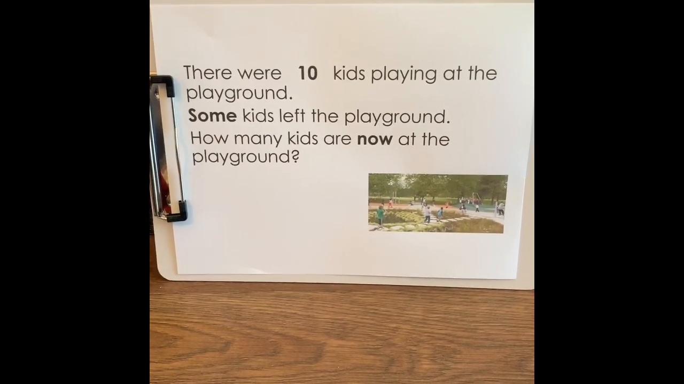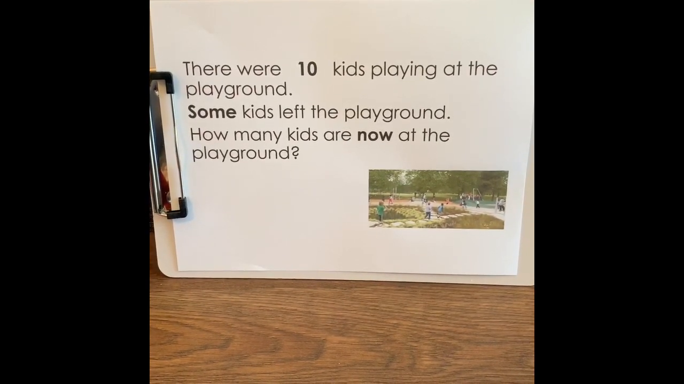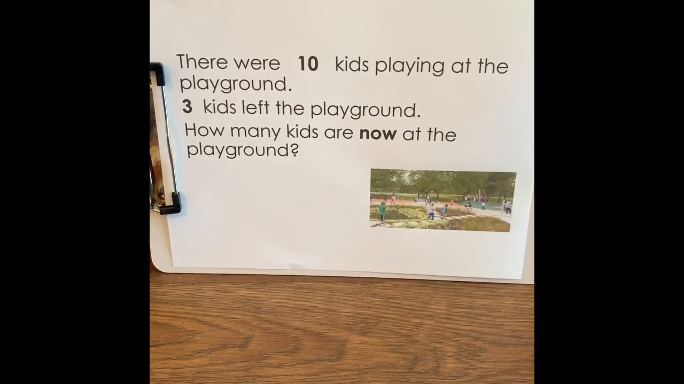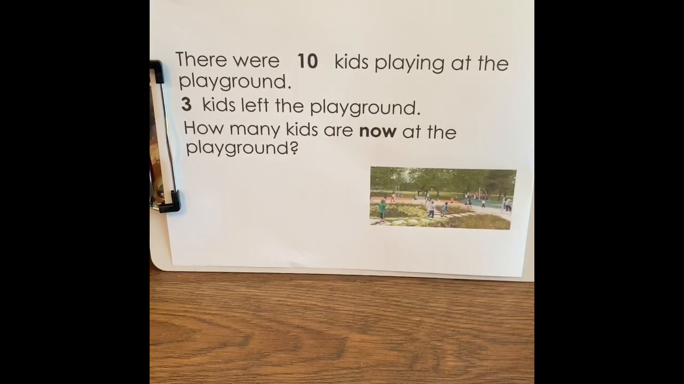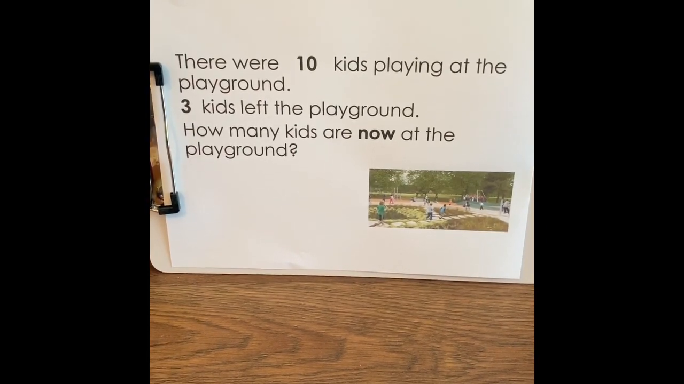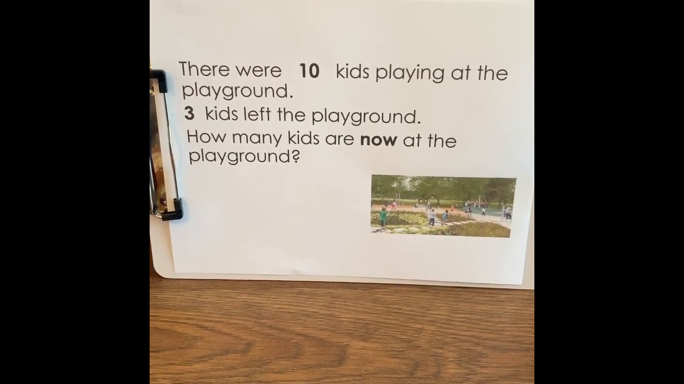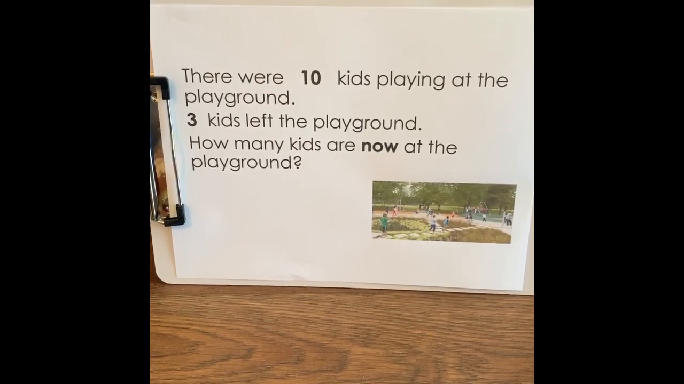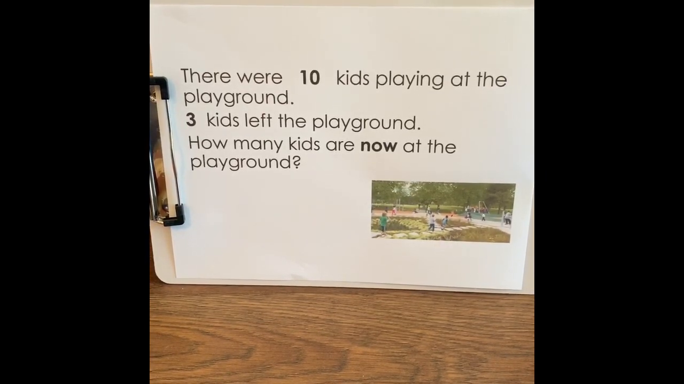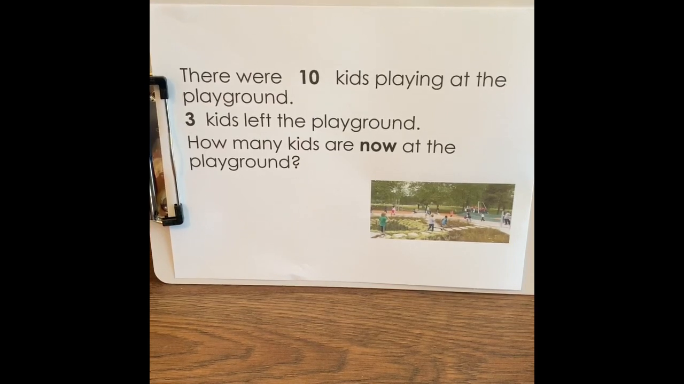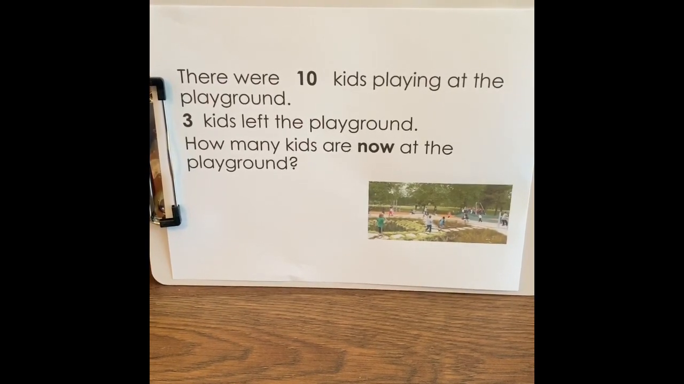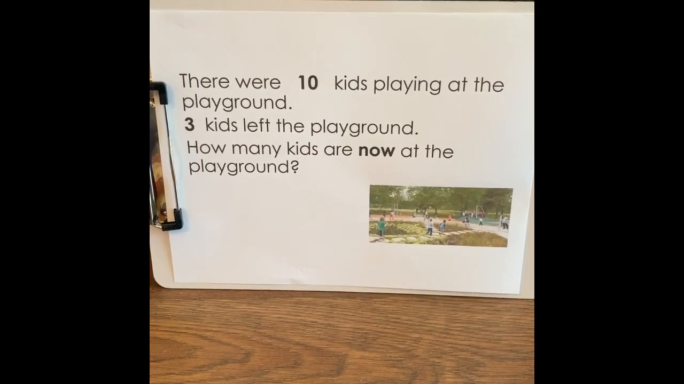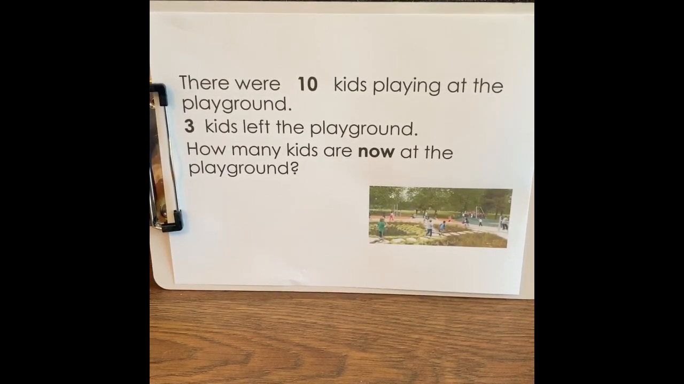So now we're going to read on to find out more information about the story. Ready, set, read. There are 10 kids playing at the playground. 3 kids left the playground. How many kids are now at the playground? Stop and think about the new information you just learned from the story. We just learned how many kids left the playground. We learned that 3 of those kids left the playground. So to review, we know that 10 kids are playing on the playground, 3 kids left the playground, and the story is asking us to solve how many kids are now at the playground.